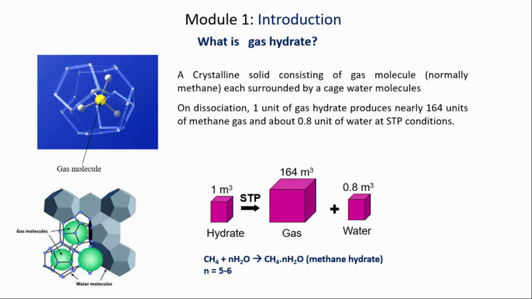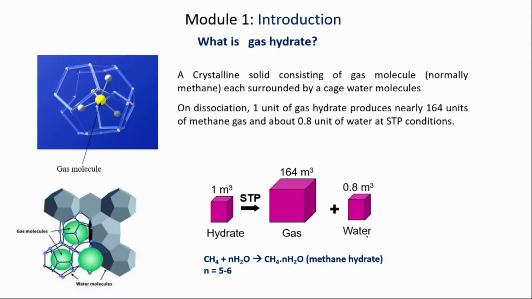You can see by definition, a crystalline solid consisting of gas molecules, normally methane, each surrounded by cage of water molecules. On dissociation, 1 unit of gas hydrate produces nearly 164 units of methane gas and about 0.8 unit of water at standard temperature and pressure conditions. You can see in this volume diagram also, you can have 1 meter cube of hydrate, say methane hydrate. At standard temperature pressure condition, it will be 164 meter cube of gas and 0.8 meter cube of fresh water.